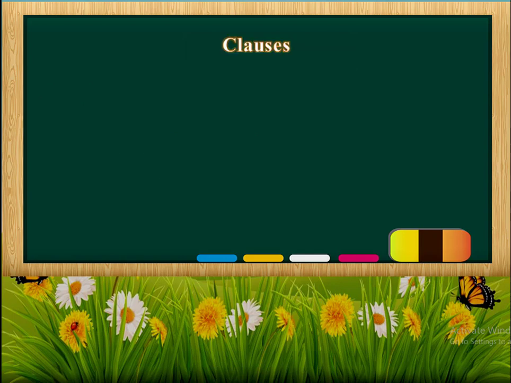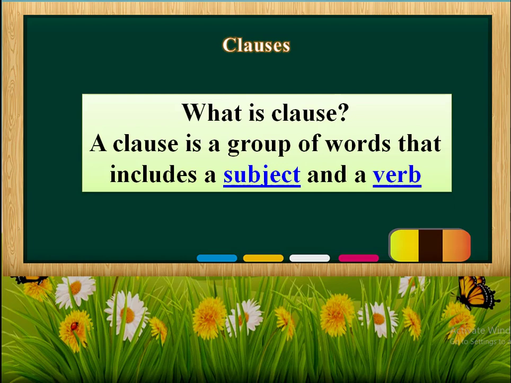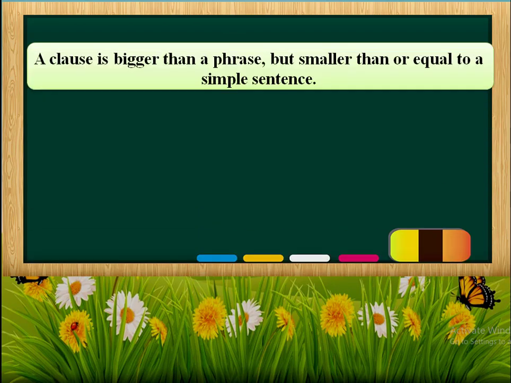Now let's see clauses. What is a clause? A clause is a group of words that includes a subject and a verb. A clause is bigger than a phrase but smaller than or equal to a simple sentence.